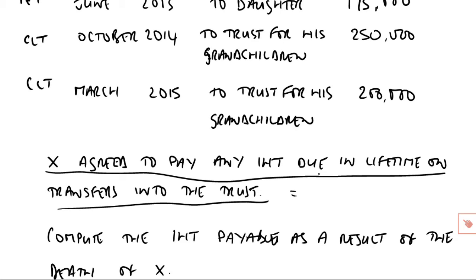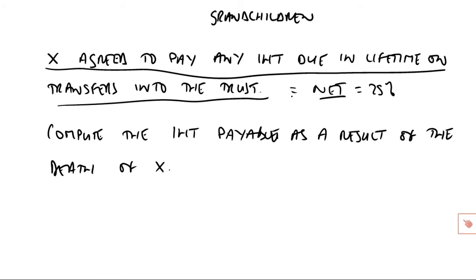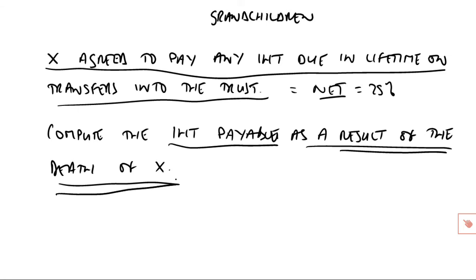That therefore means that those transfers are net transfers, and that will equal a 25% lifetime rate on the transfers into trust chargeable when made, i.e. in lifetime, that any excess above the then available nil rate band, that is going to be taxed at 25%. The question, compute the IHT payable as a result of the death of X. Now, this is where we've got to think about this. They're only asking us to compute the IHT payable as a result of the death of X.